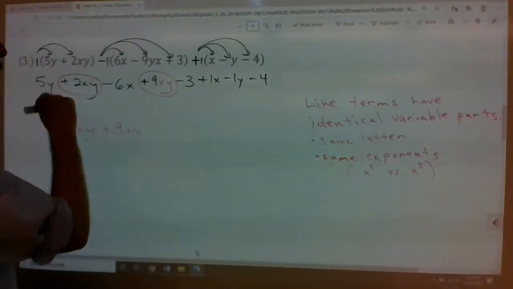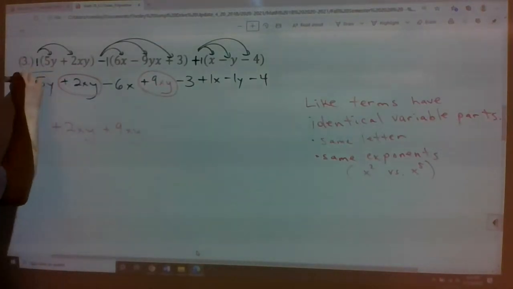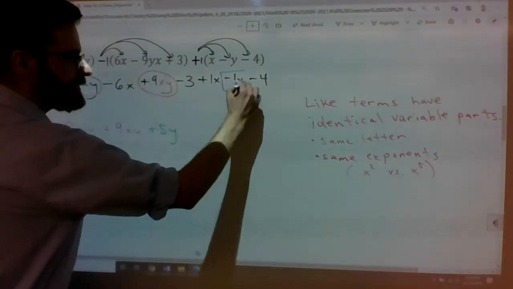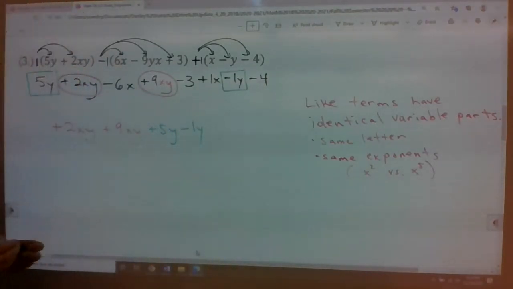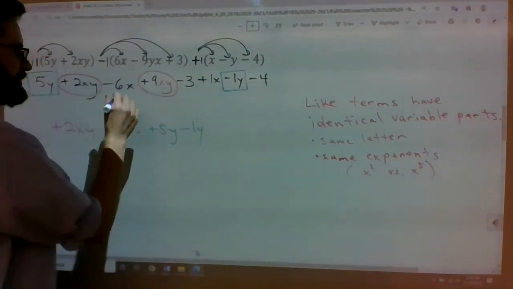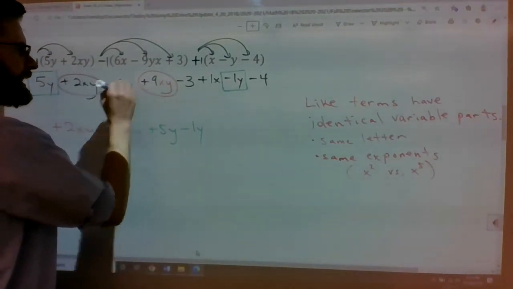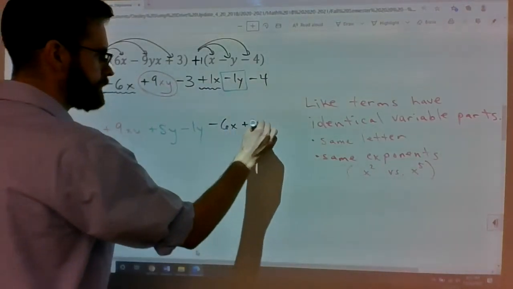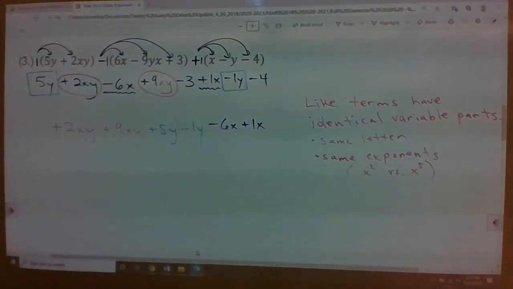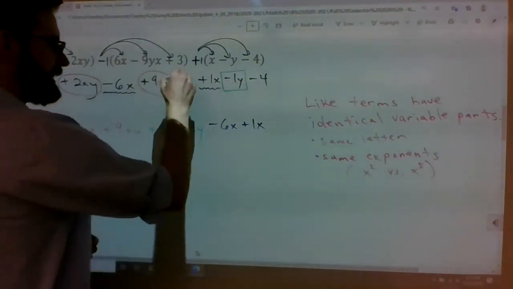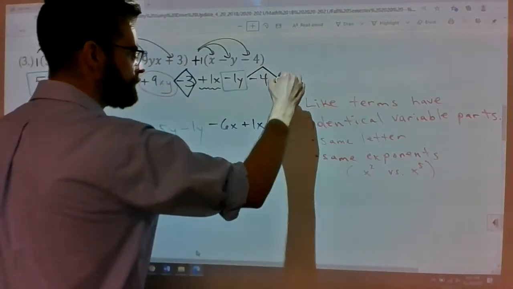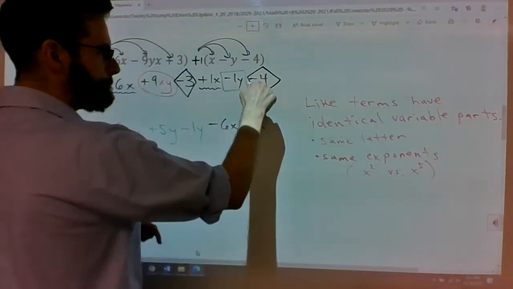I'm going to do the y's next. A positive 5y and a minus 1y. X's are next on the list, so negative 6x plus 1x. And then last but not least, I will put a diamond around them. Negative 3 minus 4.